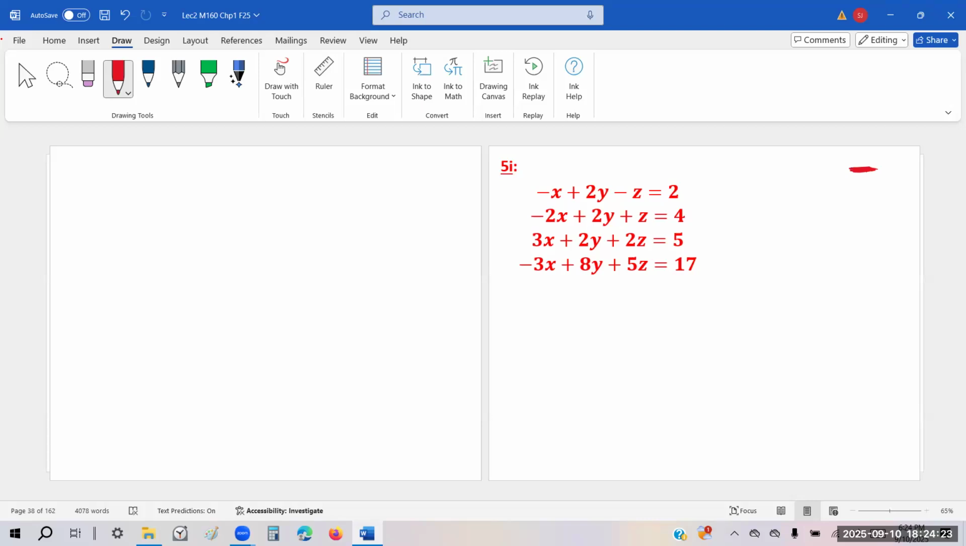Yes, so we can make this 0. How can you turn 2 into 0? Multiply this by -2 and then add.